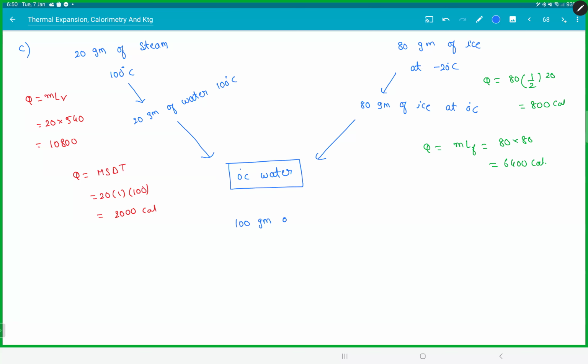Again, see, that is a whole assumption. I'm assuming everything became water. I have 100 grams of water. And how much heat did this both give? This guy gave 12,800 calories of heat. And this guy absorbed only 7,200 calories.